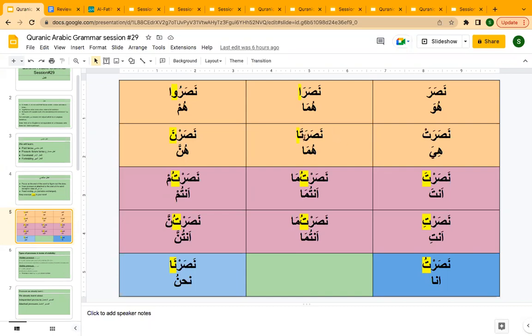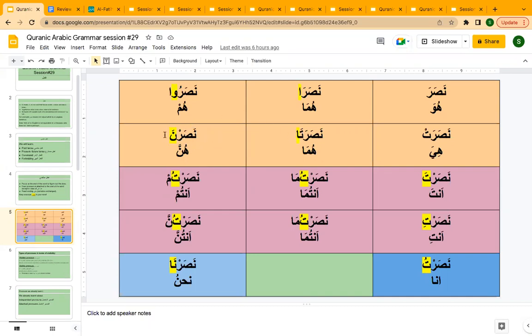It is the same ta that came here, but here it has a fatha, and we will learn later on why this fatha is there, why the sukoon changed to fatha. That is for a later time. But remember, ta was for feminine, and now the doer is being denoted by alif.